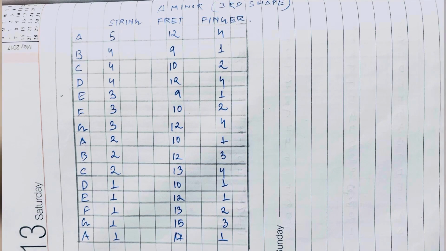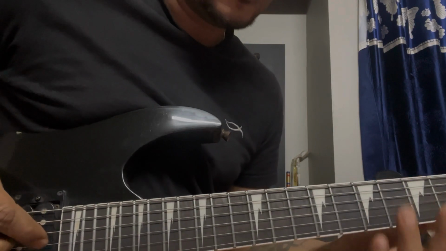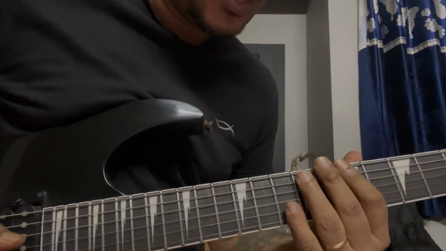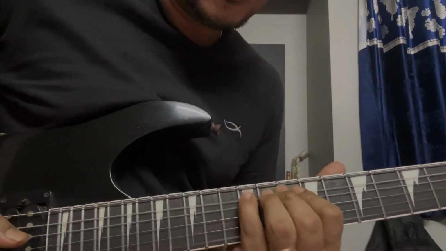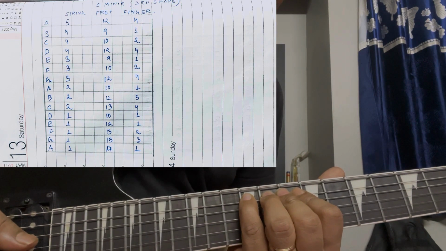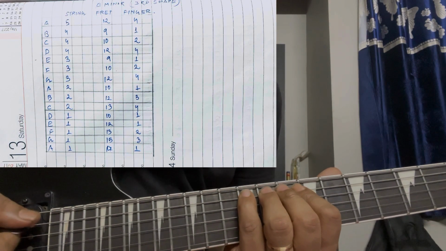This is the third shape of the A minor scale. Note it down. Now we go to the third shape of the A minor scale. Okay, so the third shape begins from the A note of the fifth string, 12th fret and 4th finger.